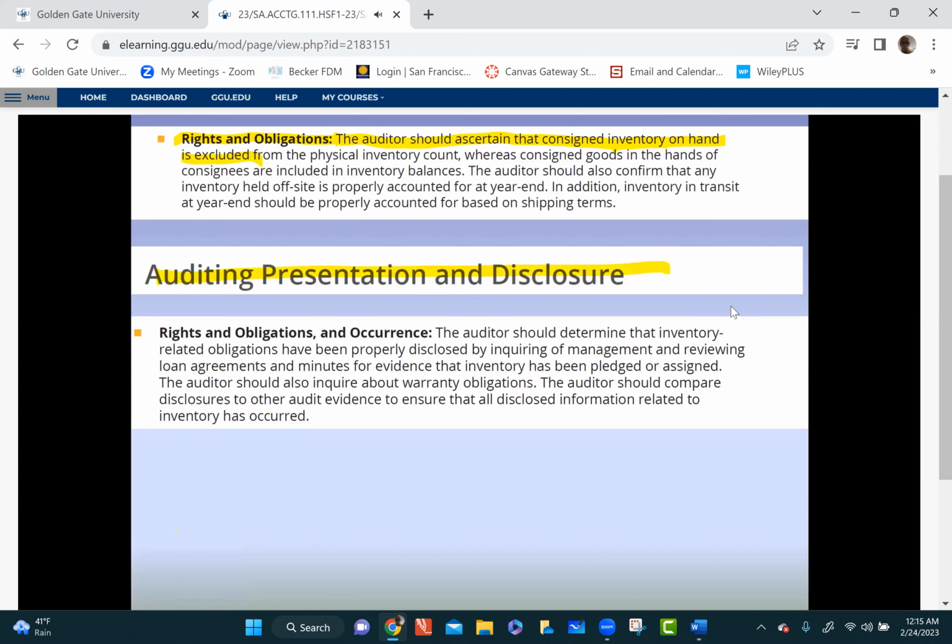And then when we talk about presentation and disclosure, now we're talking about footnotes. If you have a client that has somehow pledged their inventory, that's a footnote, and it needs to be disclosed. So if there's some sort of pledging or assignment of the inventory, for example, I borrow some money and tell the person, if I don't pay you back, you can take my inventory, that is definitely something that should be properly disclosed.